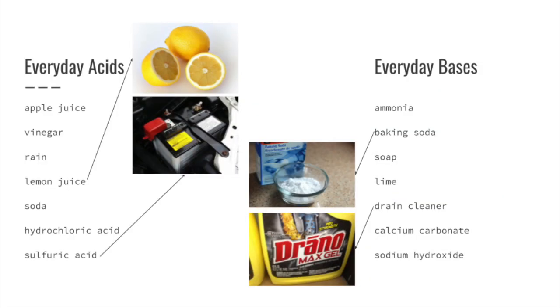Acids and bases are fairly common substances that you are already aware of and use in your everyday life. Some common everyday acids include things like apple juice, vinegar, rain, lemon juice, and soda. But acids can also go by their chemical names, like the hydrochloric acid in your stomach acid and the sulfuric acid used in car batteries.